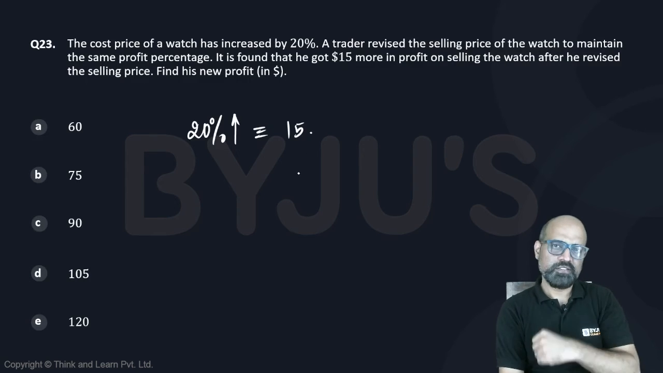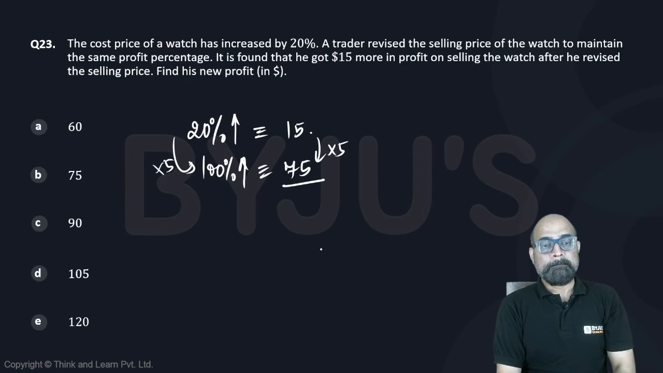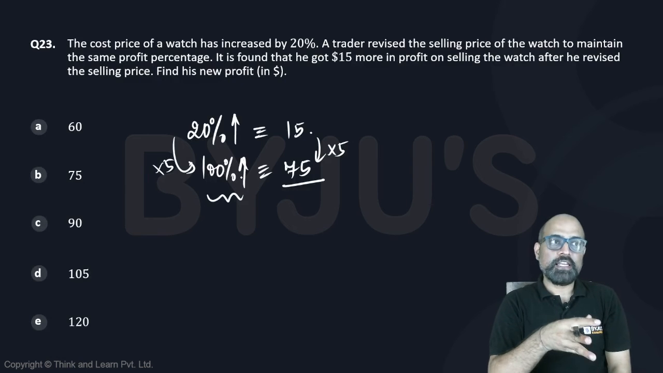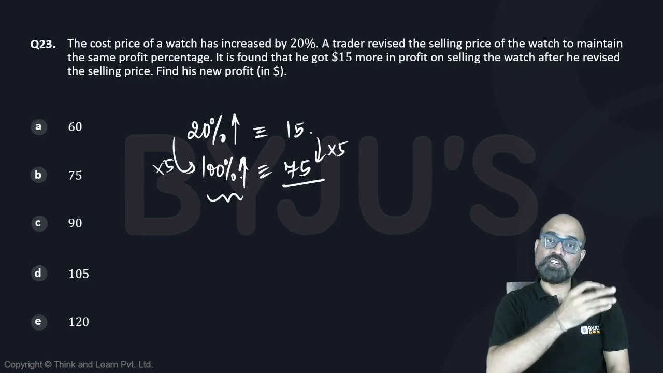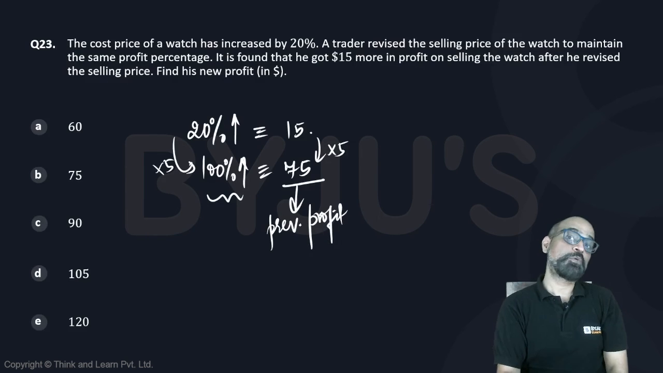So 100% will be 5 times that, so this will be 75. But when you do a percentage increase, that percentage is always calculated on the base. Base means initial value. So this 75 means it's the previous profit, the initial profit.